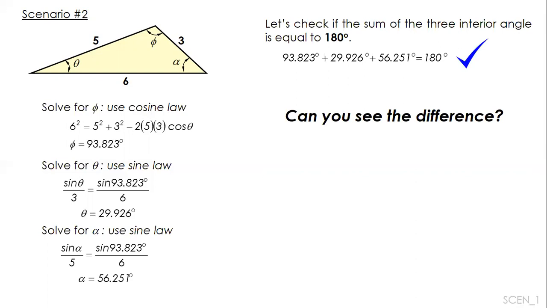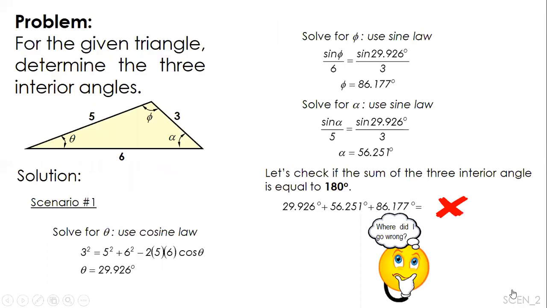Now, can you see the difference between the two solutions or these two scenarios? Okay, if not, then let's review. Try to familiarize the values here. Alpha, 56 point something, theta, 29 point something, phi, 93 point something. For scenario 1, alpha is 56 point something, but phi is only 86.177. Theta is the same, 29 point something.